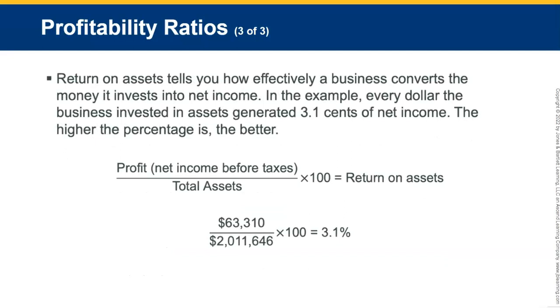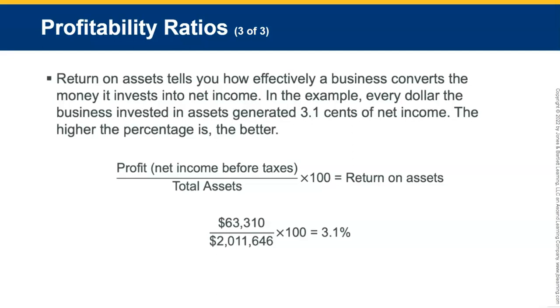The return on assets tells you how effectively a business converts the money it invests into net income. In the example, every dollar the business invested in assets generated 3.1 cents of net income. The higher the percentage is, the better. So the formula is profit, which once again is the net income before taxes, divided by the total assets multiplied by 100 gives you your return on assets.